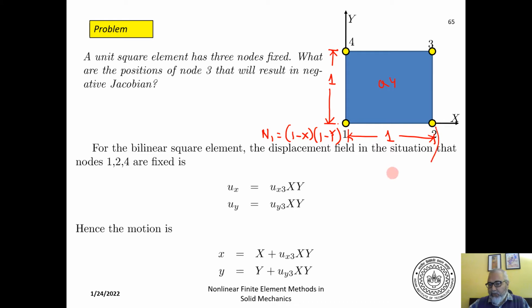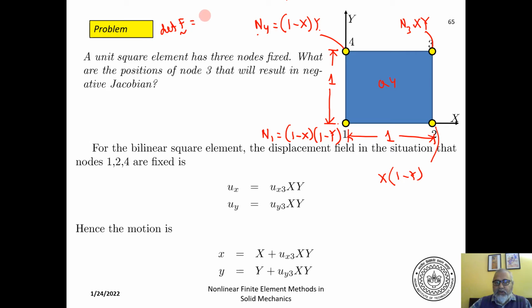Similarly, n2 will be (1 minus y) into x, n3 will be xy, and this would be (1 minus x) into y. So this is n4, this is n3. In the coordinates given here, this would be the situation. For now, these three nodes are fixed, and I want to find the position of this node such that determinant of F is equal to 0, or J is equal to 0.